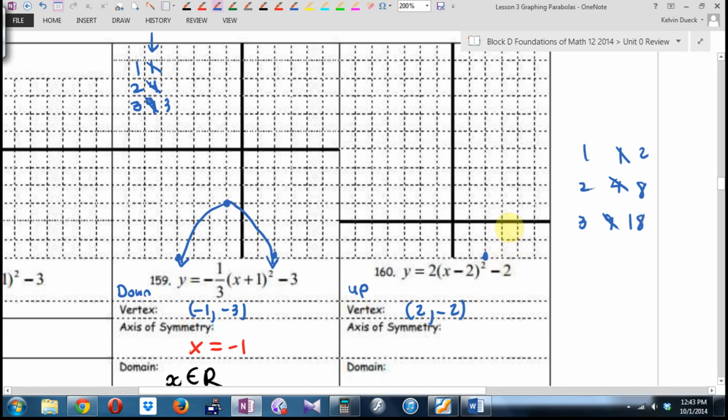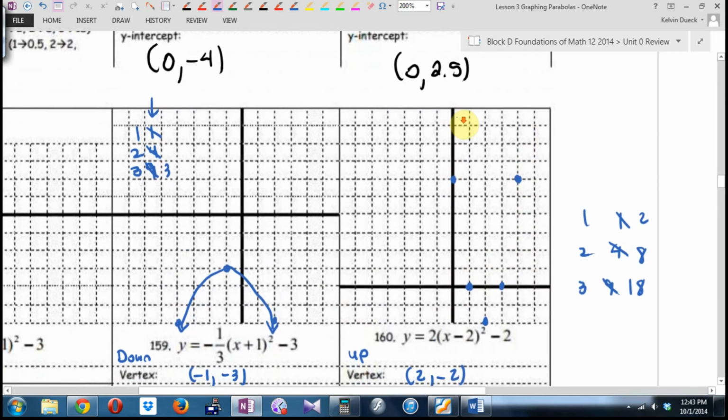1 over, 2 up. 2 over, 1, 2, 3, 4, 5, 6, 7, 8 up. I don't think the 18 is going to fit.